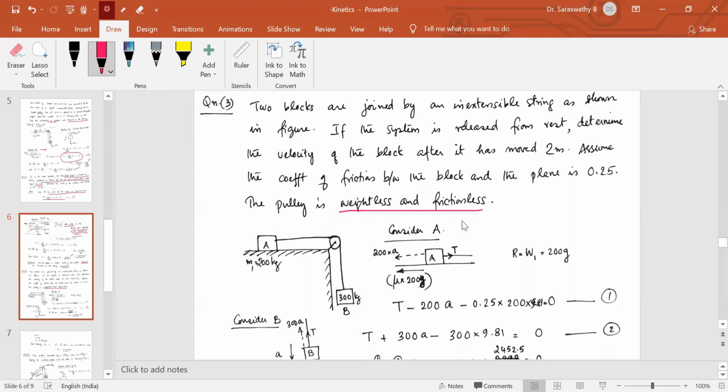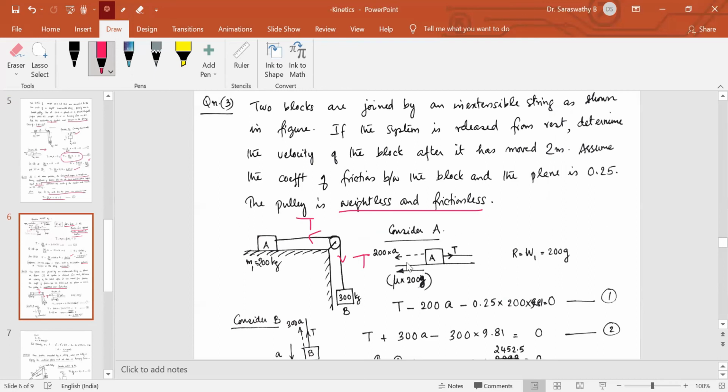This statement is given so that we have to assume the tension in the rope on either side is the same. If this is T, this is also T. Now, similar to the previous case, consider one by one. I'm first considering this mass A. Tension in the rope is acting towards right. Its motion is towards right. This will come down and this will move right.